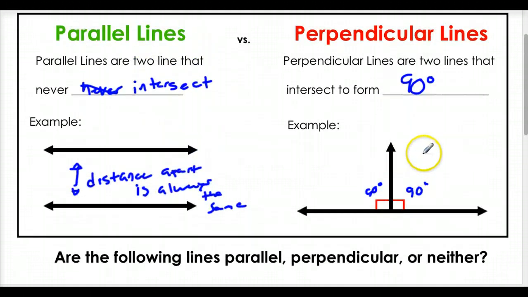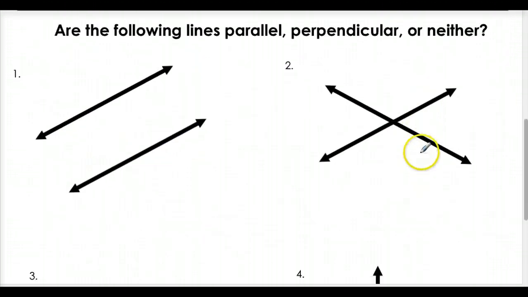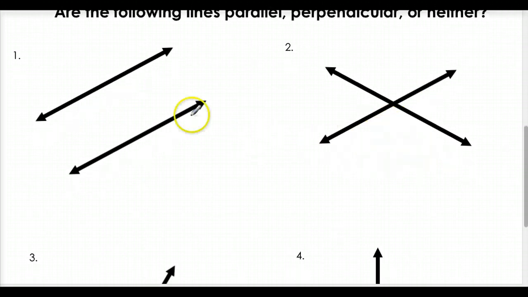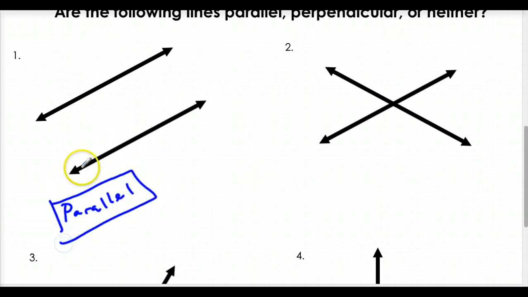Okay, so let's start with the basics. Let's just look at these lines and say if they are parallel, perpendicular, or neither. Now these two, if you look, they both look like they can go on forever and ever and never intersect. I would say that these are, in fact, parallel. Those look parallel to me. They both have the same kind of direction. Nothing's changed there.